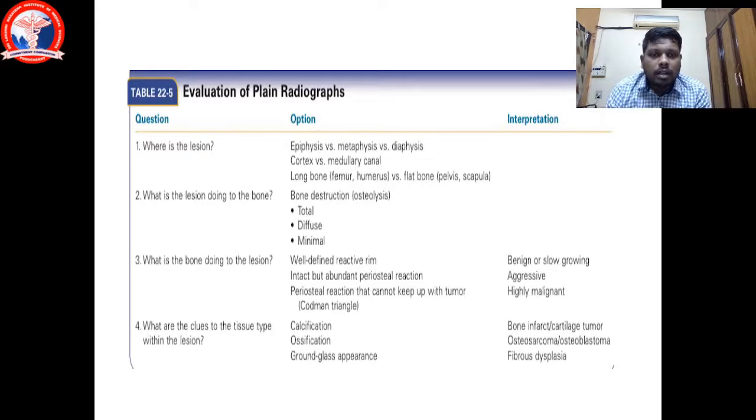A well-defined reactive ring means a benign, slow-growing tumor. An intact but abundant periosteal reaction means an aggressive tumor. Then there is the Codman triangle, which suggests a highly malignant tumor. Codman triangle is seen in osteosarcoma and Ewing sarcoma. What are the clues to tissue type within the lesion? Calcification suggests a bone infarct or a cartilage tumor. Ossification means osteosarcoma or osteoblastic lesion. A ground-glass appearance means fibrous dysplasia.